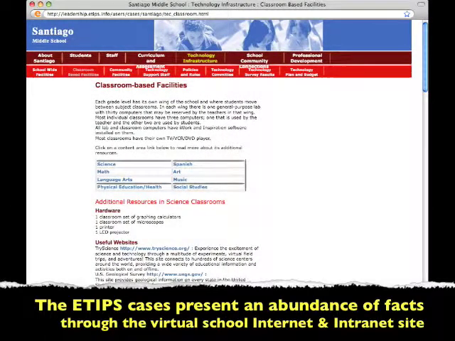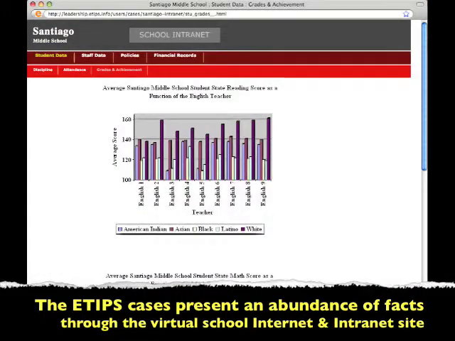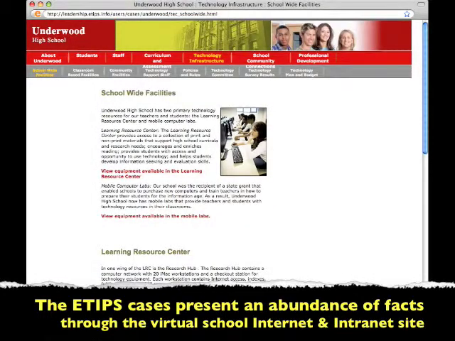The ETPIS cases present an abundance of facts through the virtual school internet and intranet sites, and the participant's task is to interpret the meaning of those facts and then identify the fundamental problems at the school.